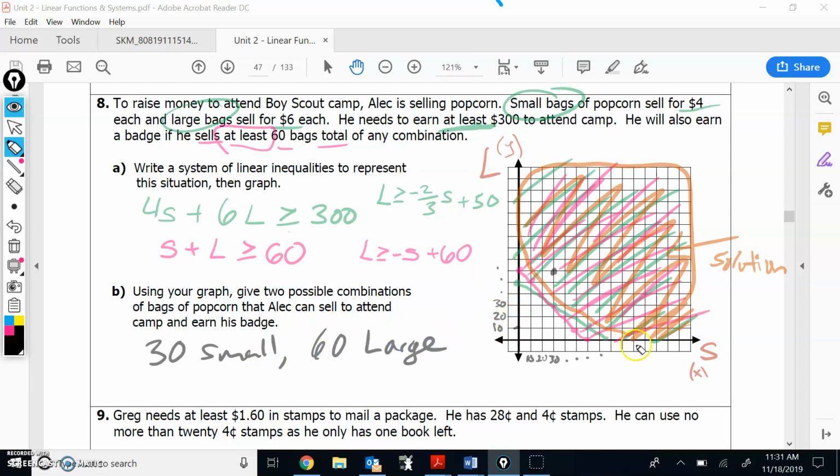Or he can do, let's pick this dot over here. There's 90 small, and it looks like 20 large. Those are all possible solutions in our solution set.